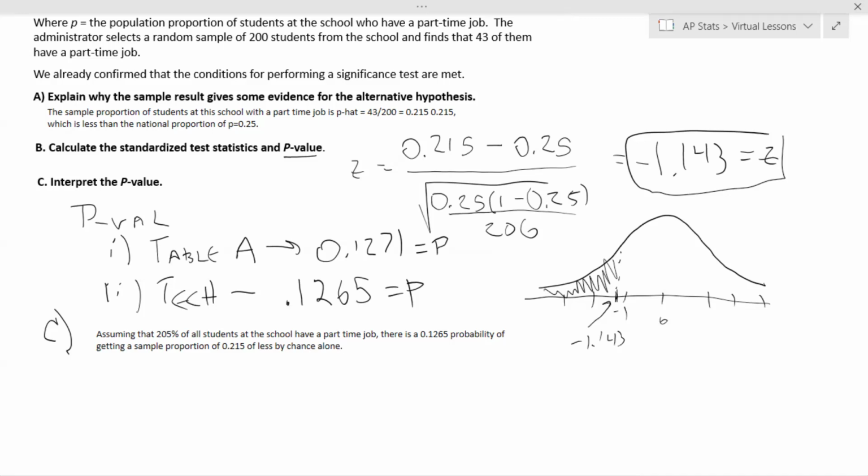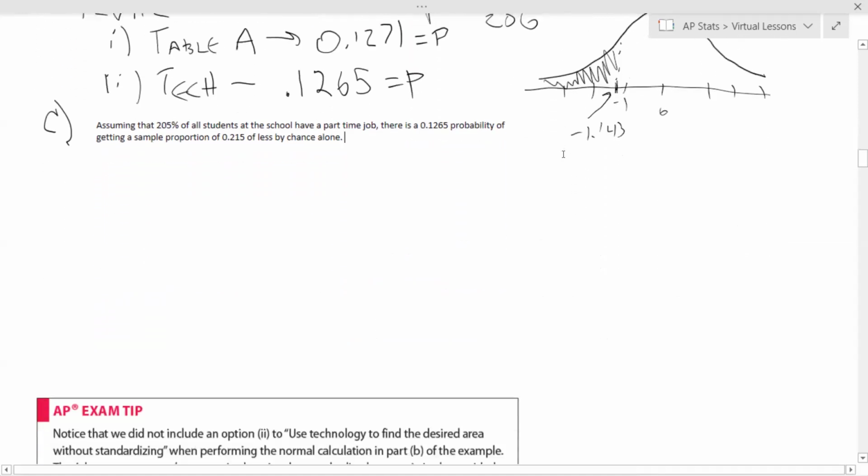Okay, so basically, if the null was true, if the real proportion was 25%, or percentage was 25%, that have a part-time job, then if we took a random sample of 200 people, we would have basically a 12.65% chance of getting a proportion this low or lower by chance alone. Okay, so we're looking at how likely we are to get the sample result. Because remember, you have sampling variability involved here.